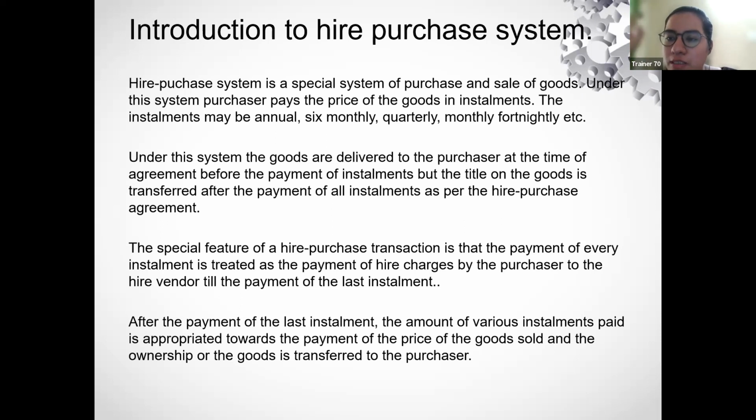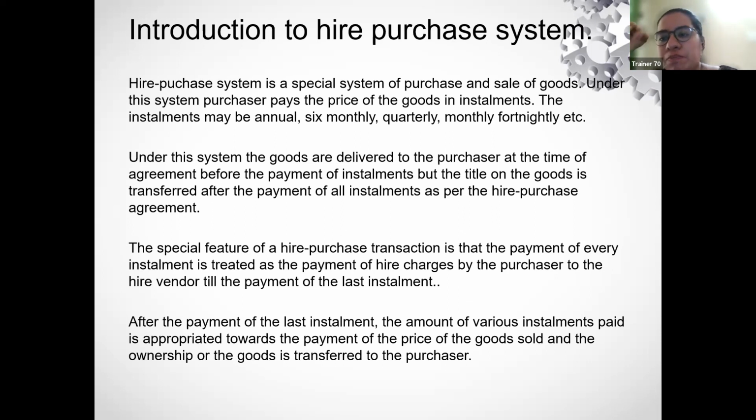But under hire purchase system, you can refrain from purchasing the product by stopping the installment, and the possession of the goods will go back to the vendor. So you will no more be the possessor. You will no more be under the possession of goods and services. You will not have the rights. Apart from that, you didn't have the ownership from the beginning. That ownership is only transferred after the payment of the last installment.